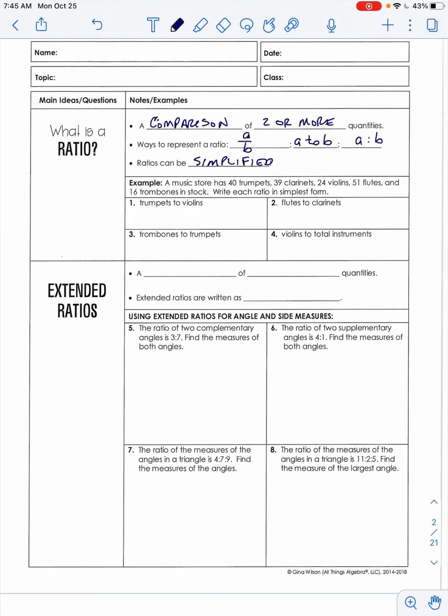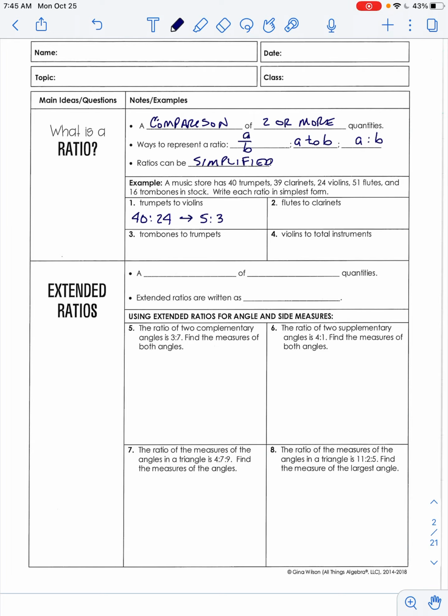A music store has 40 trumpets, 39 clarinets, 24 violins, 51 flutes, 16 trombones in stock. Write a ratio in simplest form, okay? So we'll just do 2 of these. So if I do trumpets to violins, right, we're going to use this format for this one, right? I'm comparing 40 to 24. Now, that ratio does work. I don't know if you know what number goes into both, but if I divide that by 8, do you agree that that ratio could be reduced to 5 to 3? Okay, by dividing both by 8.